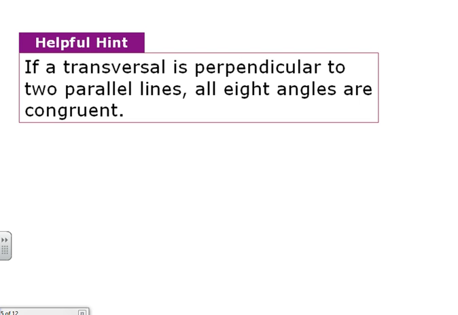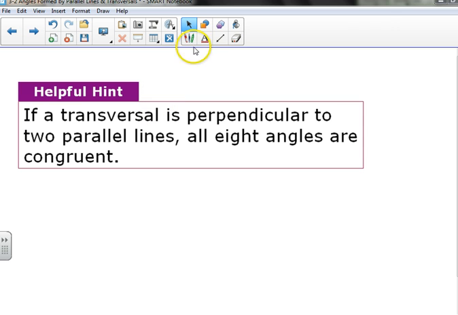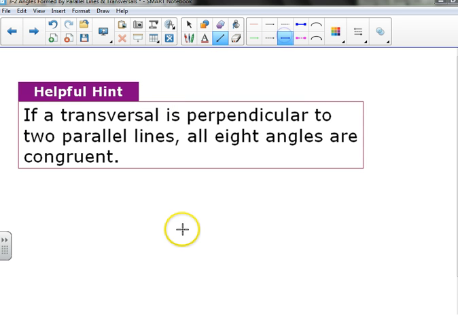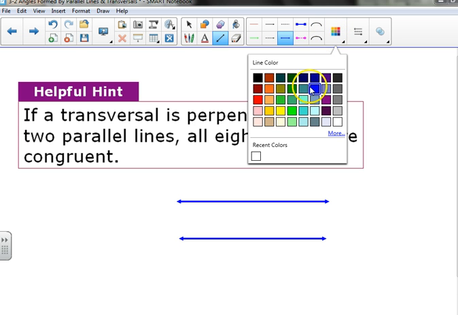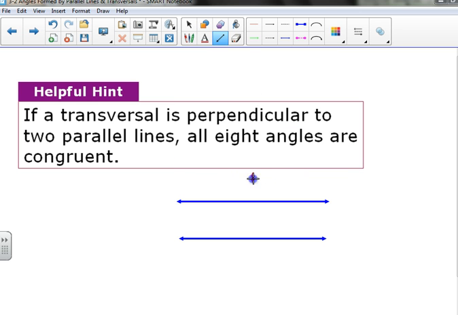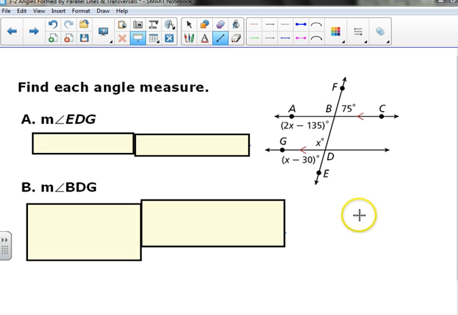So this is an interesting thought, right? If a transversal is perpendicular to two parallel lines, then all 8 angles are congruent. So let me grab a line. They would be, you're right. So if we make 2 parallel lines, and then let me just get a different color for this transversal. How about red? So we cut through it at a perpendicular angle, right? This transversal I'm using is now perpendicular. And we can see all of the angles formed are congruent, and they're all right. So, good. It's not happening here, it looks like.